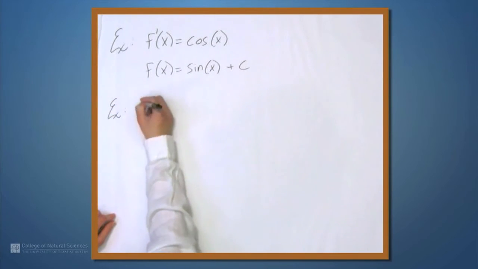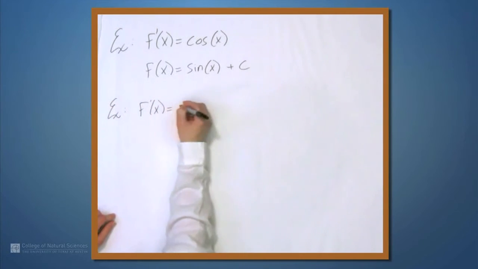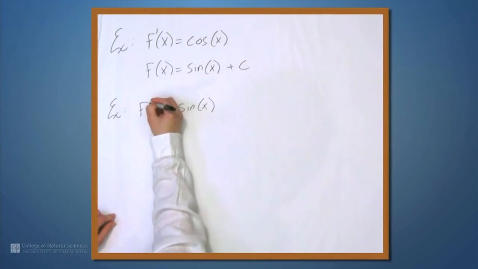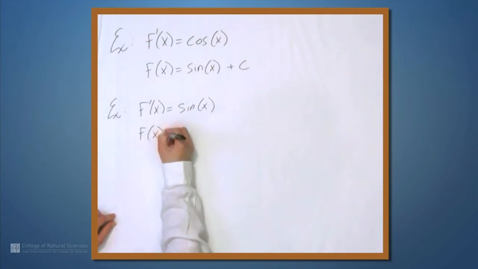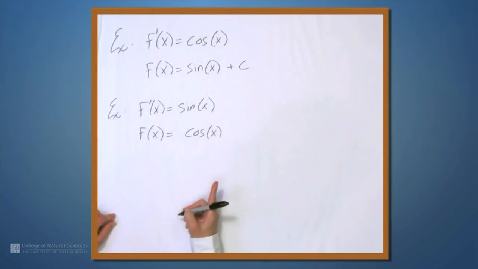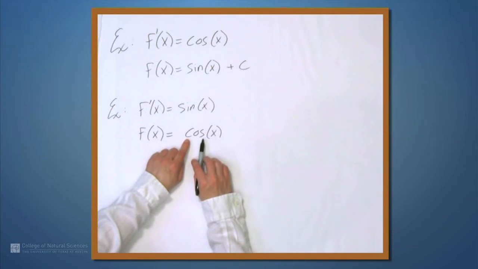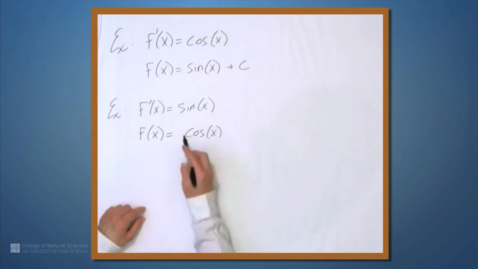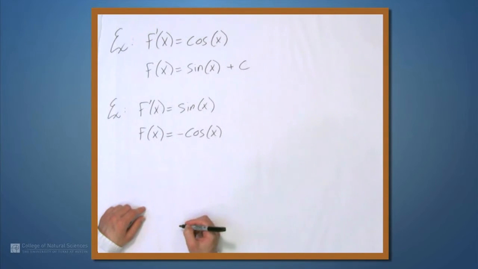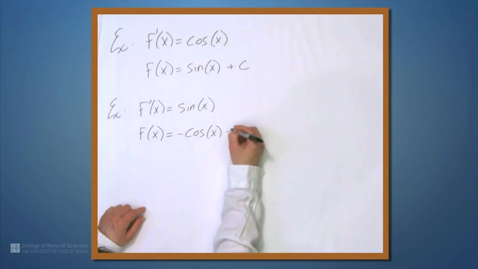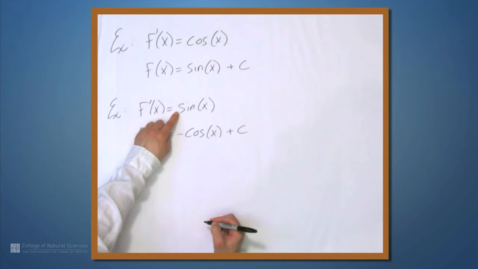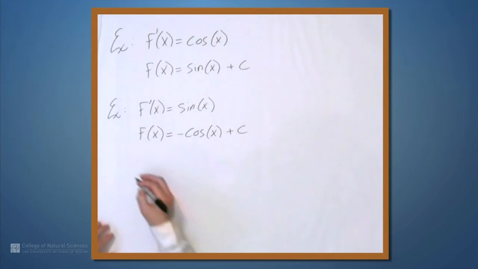Now, what if f prime is sine x? Well, then the antiderivative, it's got to be something like cosine, but it's not quite cosine, right? Because the derivative of cosine is negative sine, and we want positive sine. So we need to throw a negative in front of the cosine. So negative cosine x plus c is the antiderivative of sine of x. Let's do one more example.